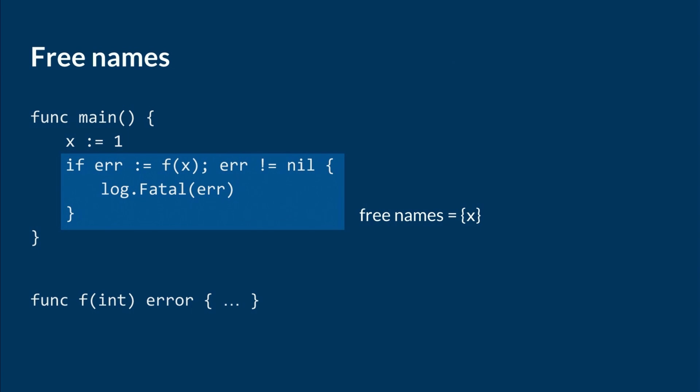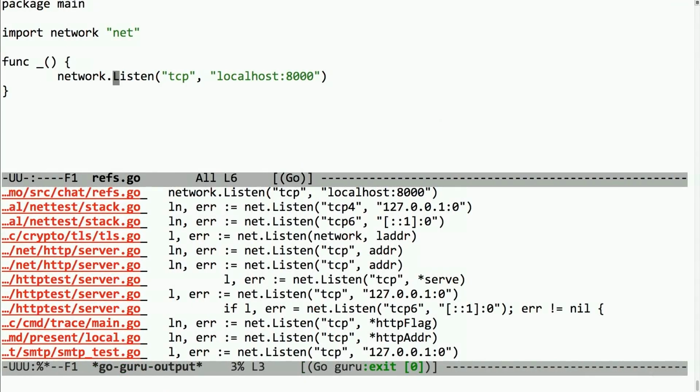So we only want to know about local variables that are used within the block, but are not defined within that block. In this case, the only free name of the selection is x. We don't care about err because it's both defined and used within the block. So I'm going to give you a little demonstration now on some code in the fmt package.